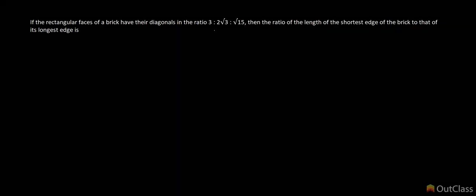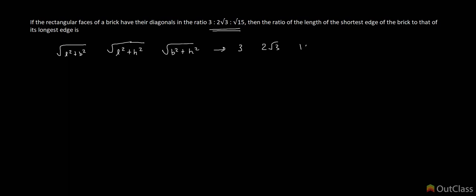What is given to us are the phase diagonals, which are root of L square plus B square, root of L square plus H square, and root of B square plus H square. LBH in any order, doesn't matter. This is given to us as root 3 is to 2 root 3 is to root 15. First thing to do is to remove the root.